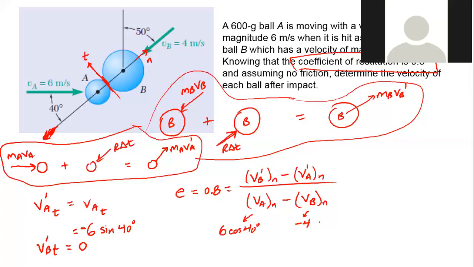And then how about the VAN prime? VA prime T, so would that also be 6 cosine 40? That's where I'm kind of lost. That's where I got to, and I just couldn't go past that. Do we know what that is? Is that what we're solving for? That's part of what we're solving for, so I don't know what that is. But I know what this one is. It's 0.